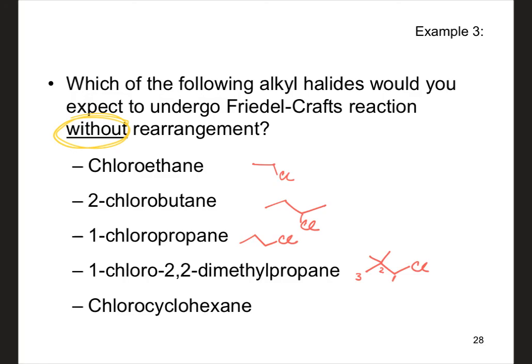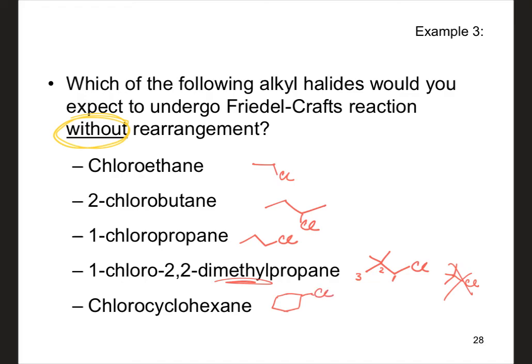So again, emphasizing the numbering, that will go a long way. A lot of times I see students would make that as this molecule and it is not. So keep that in mind. And then chlorocyclohexane, of course.